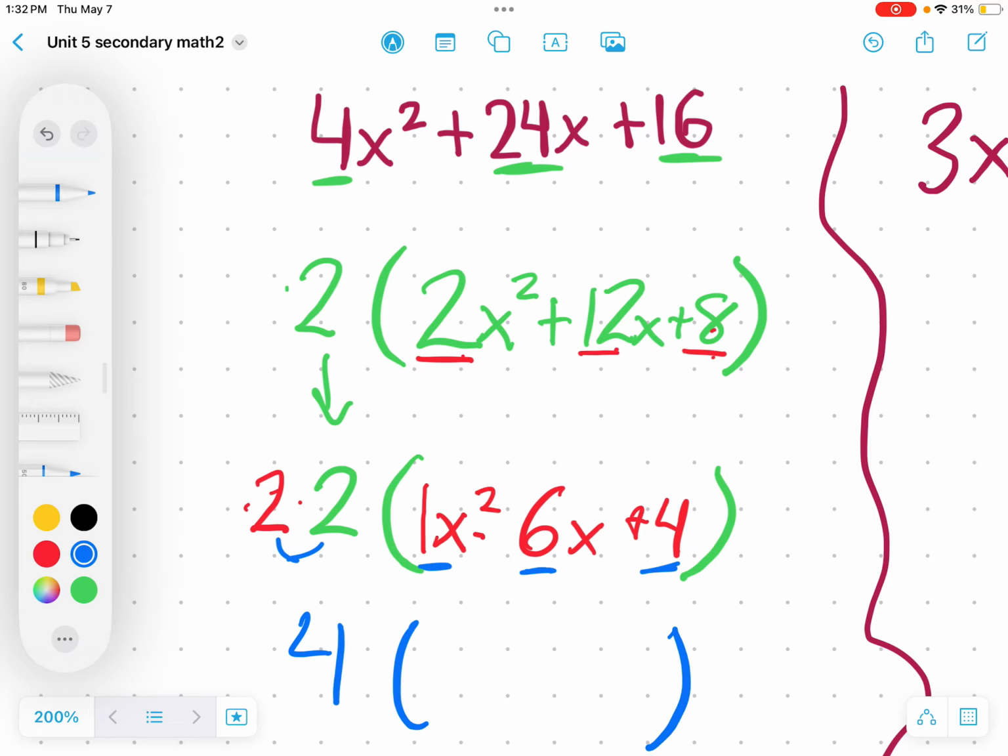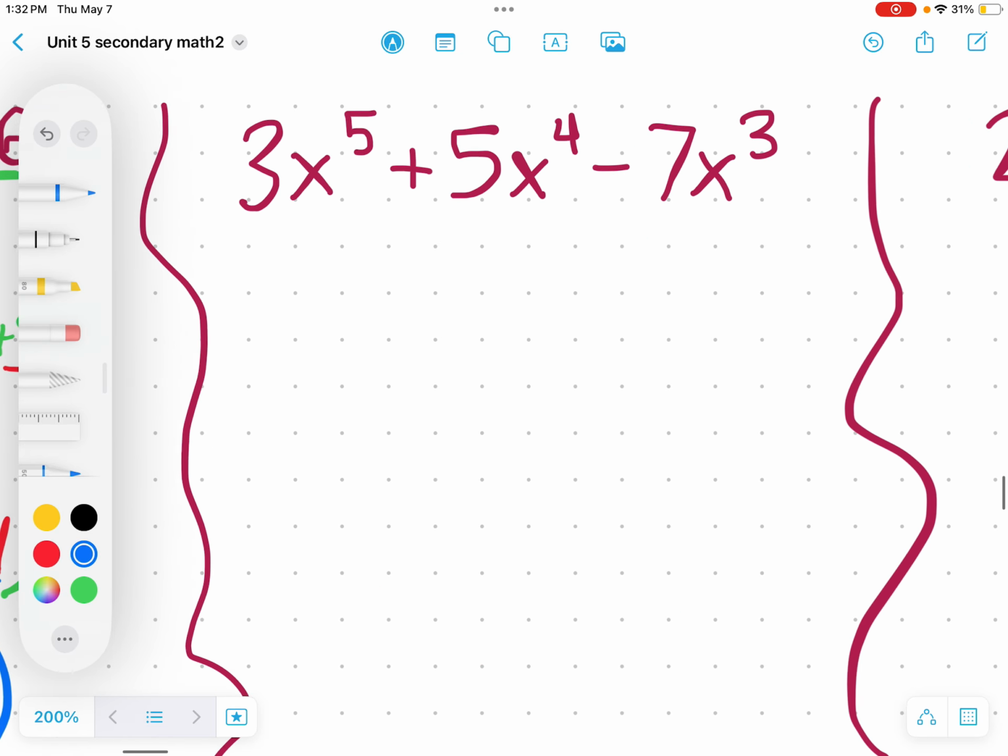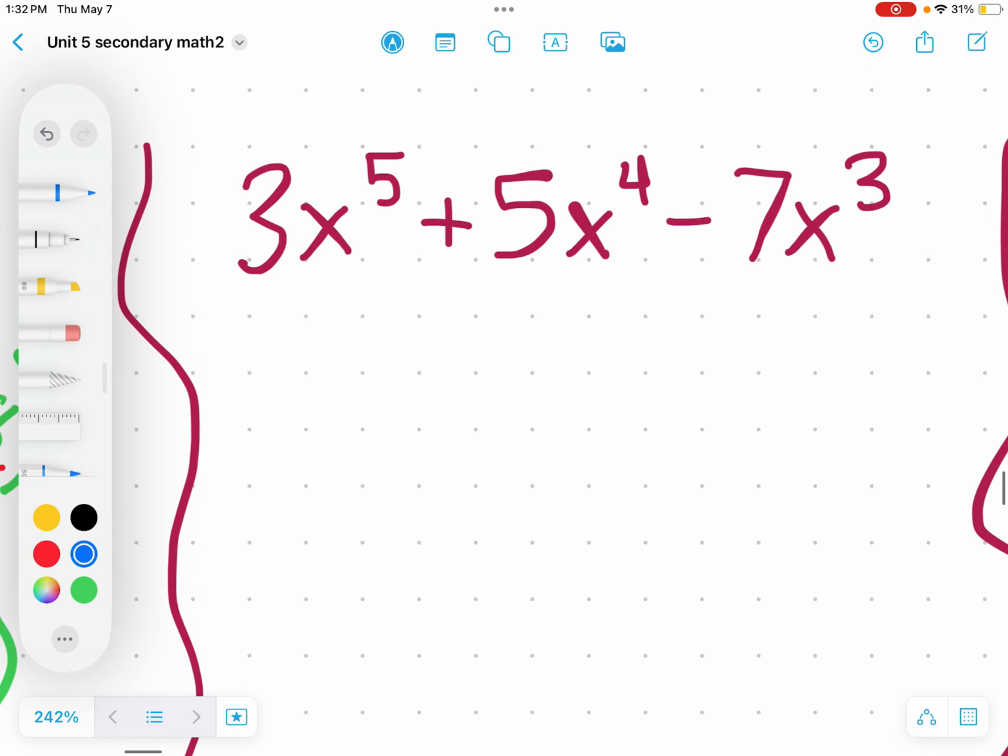So you can still get it even if you mess up. You just have to do it the longer way. You're going to have to do it again and again until you can't pull anything else out. That's actually pretty easy. Now, what if the numbers don't have a GCF?